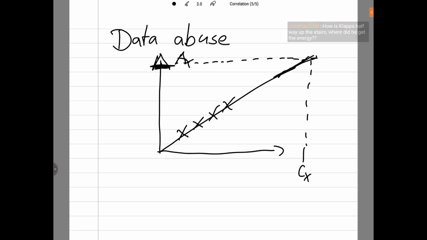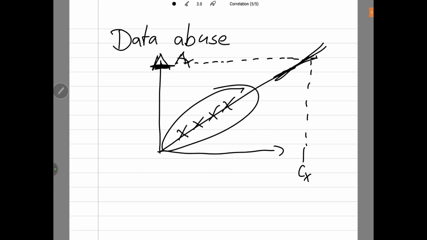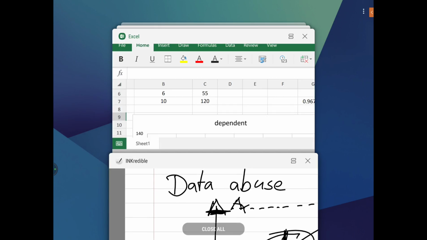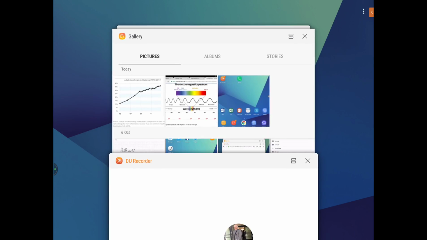Why is it bad? Because we don't have data in that range here. We only have data down here. We have no idea what this curve is doing beyond the last data point. True? I'll show you what happens in real life if you do something like that. Let's see if I find an example for that.